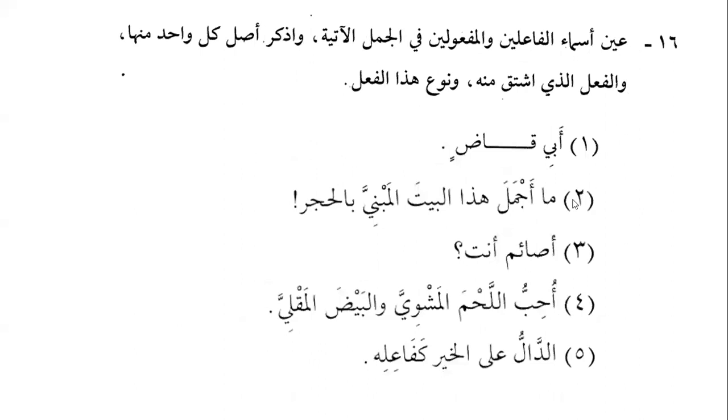Ayin. Okay. Now you have to specify. Ayin. What? Asma. Yes. Asma al. Excellent. Fa'ilina wa maf'ulina. Okay. So now we have to specify active participles and passive participles, afil jumalil atiyati, in the following sentences. Wadhkur, and then we have to mention.